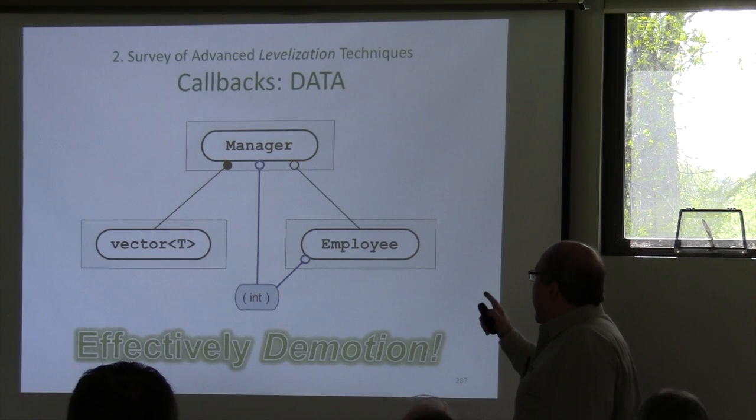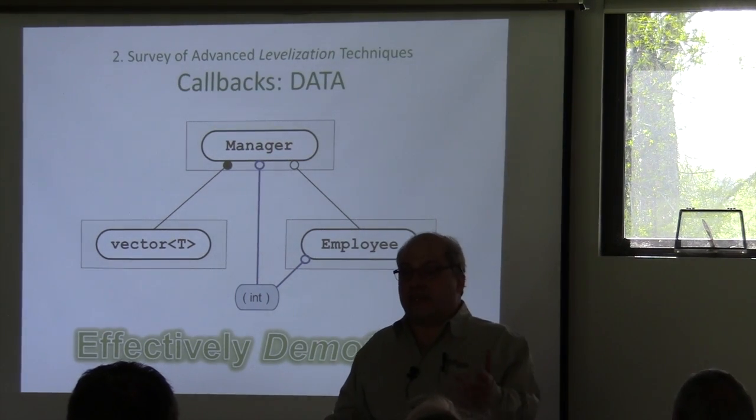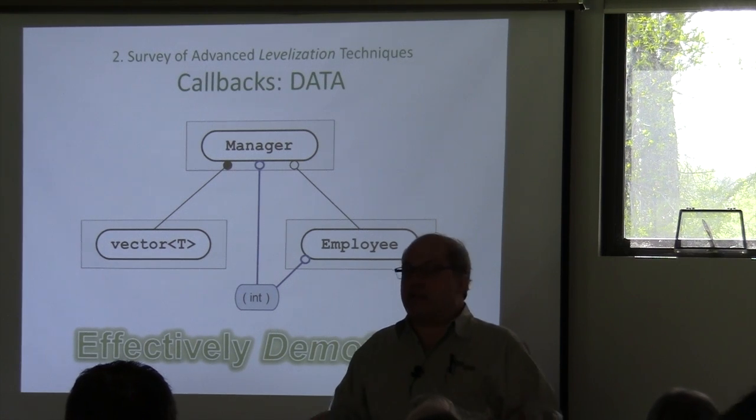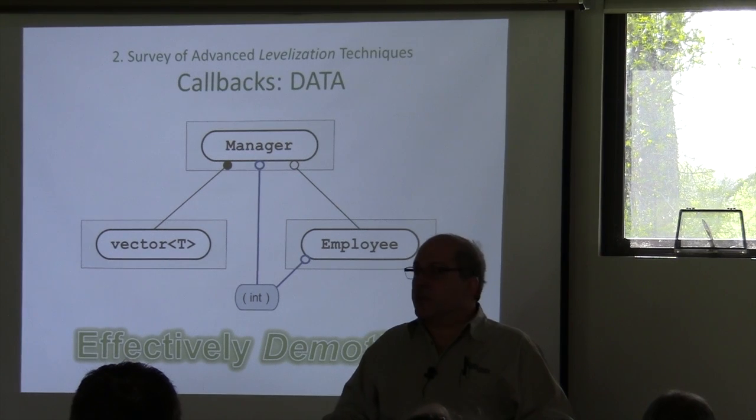What we're doing is we're having the manager and the employee both depend on a sub piece that's an int. But it's already there, it's an int. You don't have to write the class. Make sense? So it's a variation, yes?